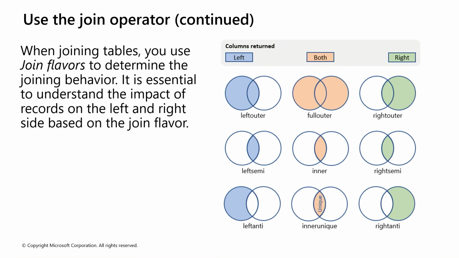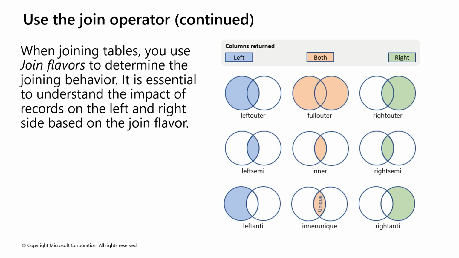Now there are some join flavors. Join flavors define how rows from the left and the right tables are matched and included in the final result. Common join types include the inner join, which only includes rows where both tables match. The left outer join, which includes all rows from the left table and the matching rows from the right. The right outer join includes all rows from the right table and the ones on the left table that match. Full outer includes all rows from both tables with nulls where there is no match.